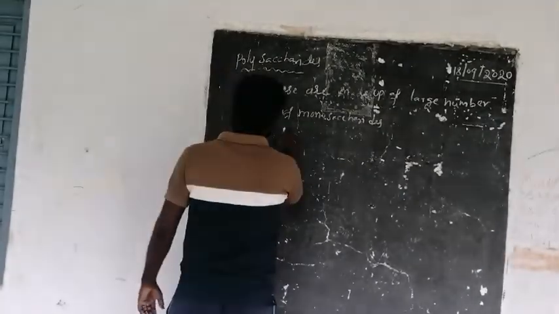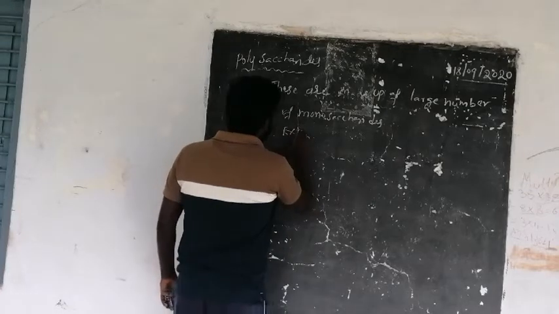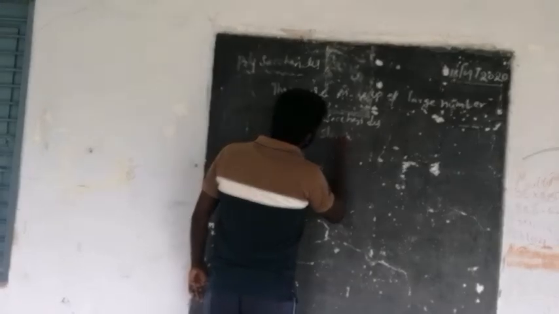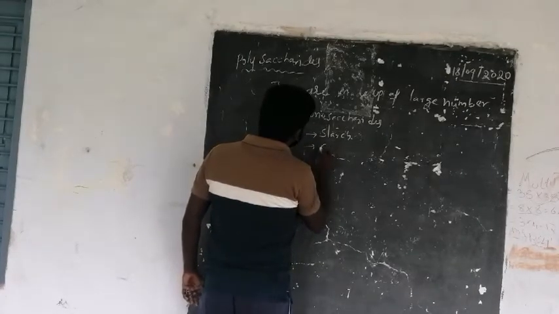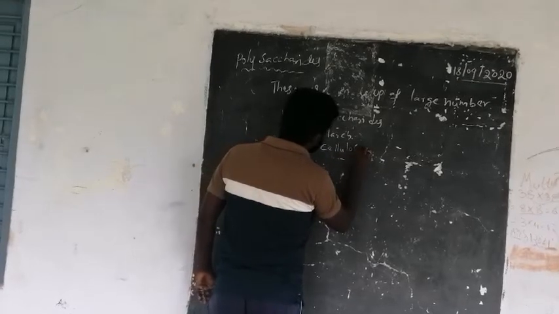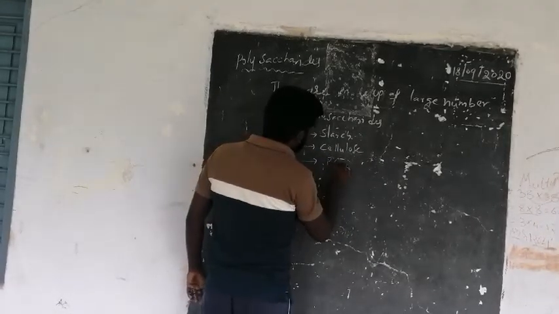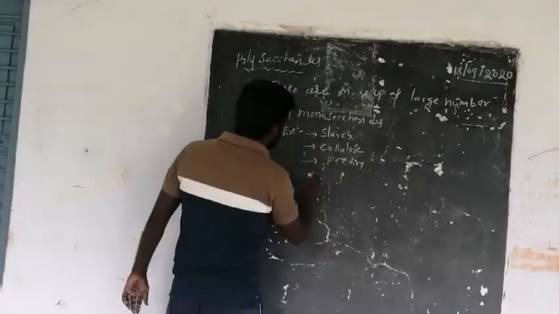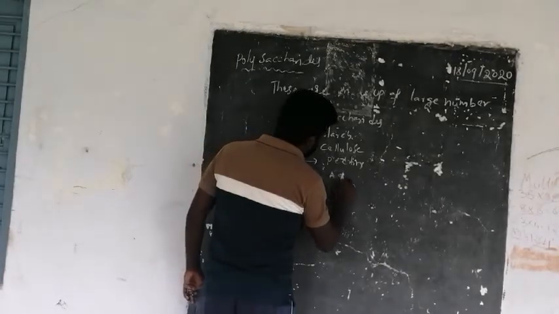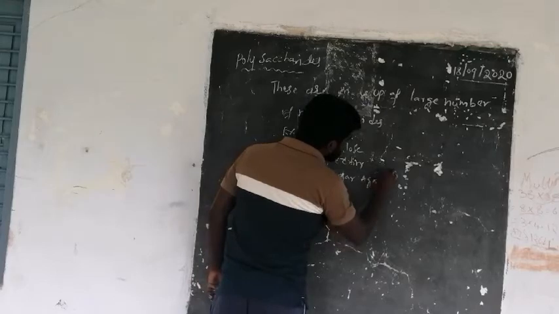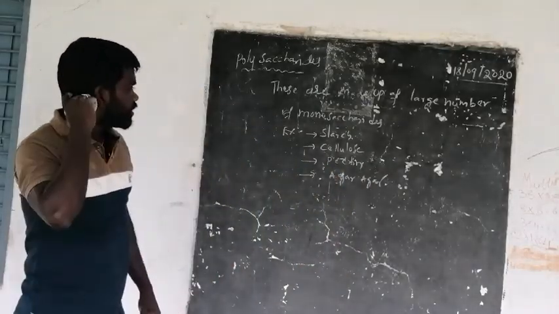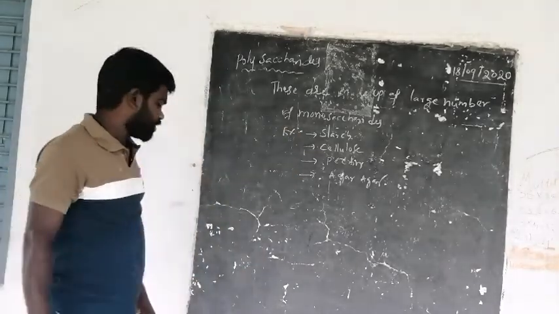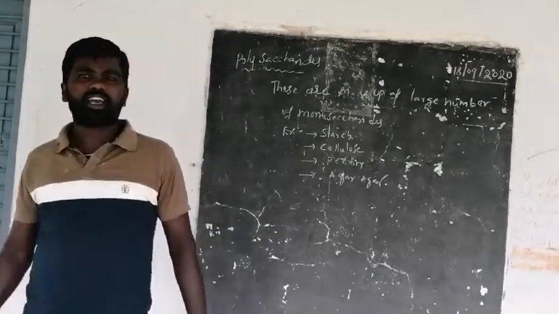Examples of these polysaccharides are starch, cellulose, pectin, and agar agar. These all come under the examples of polysaccharides. Now this is about the polysaccharides.